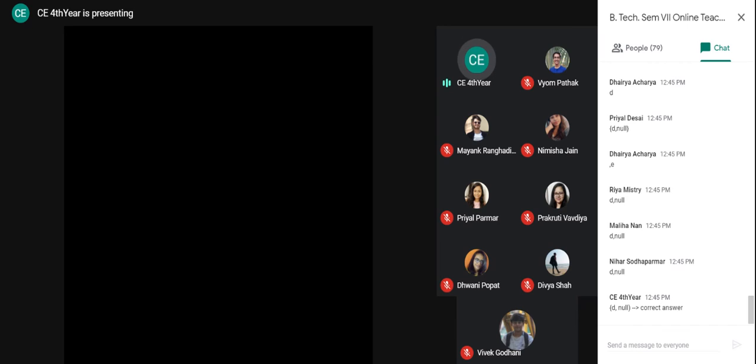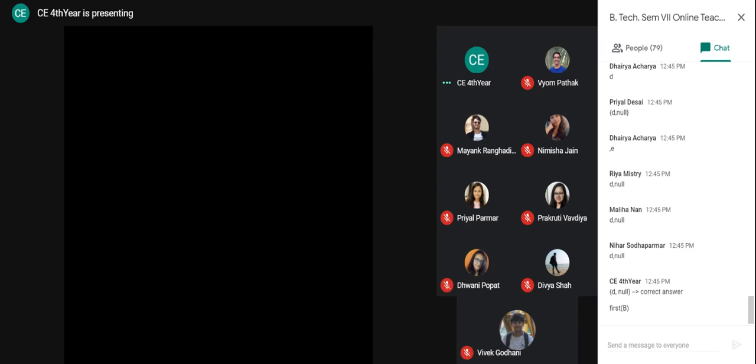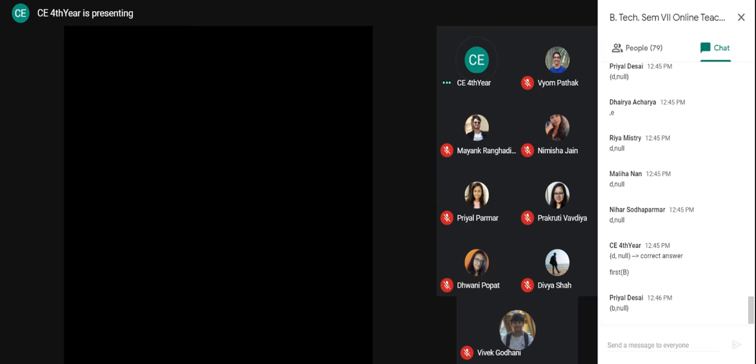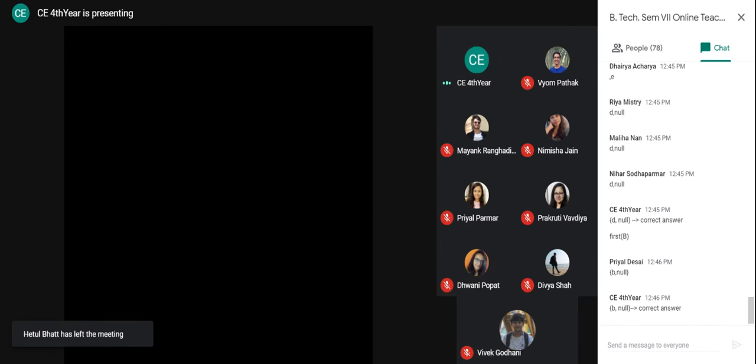Now similarly, if I consider non-terminal B, can you tell what will be in the first of non-terminal B? It is definitely B and null. Yes. What will be the answer? Can you tell? It is B and null.